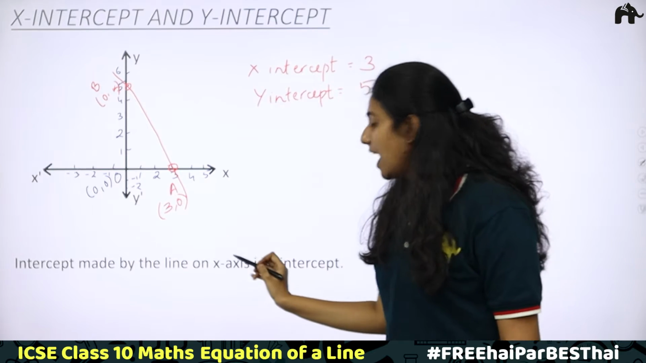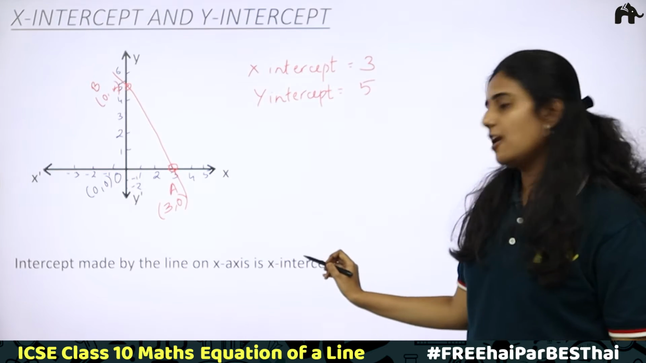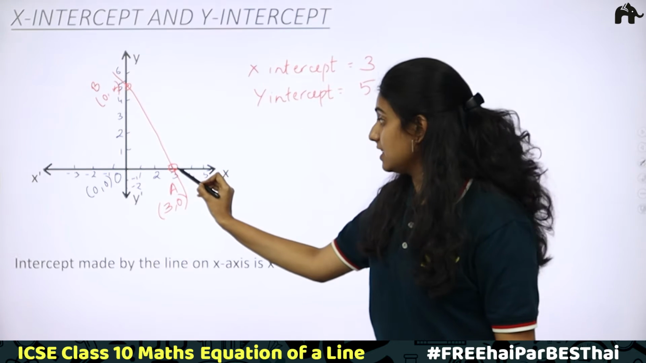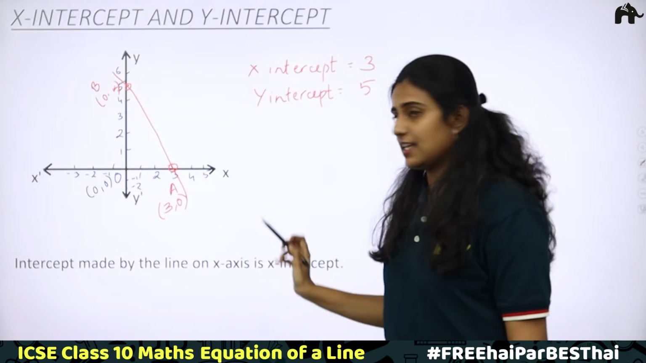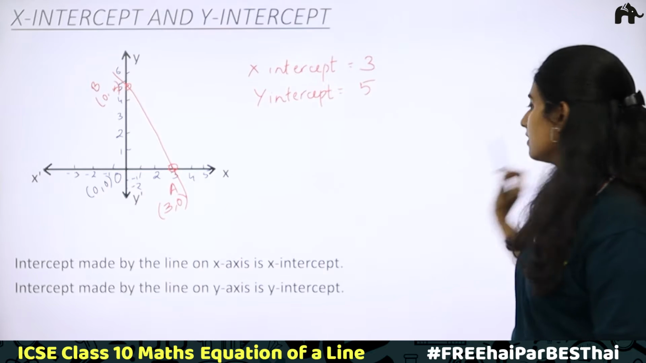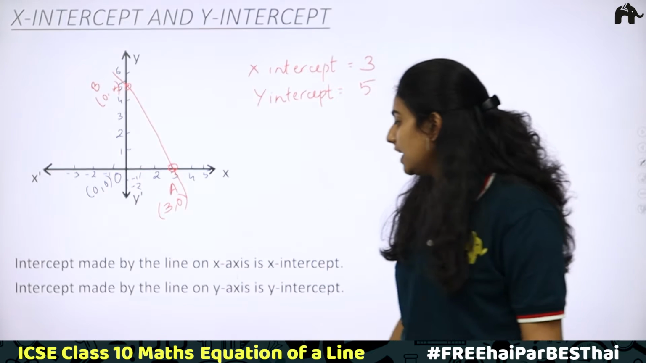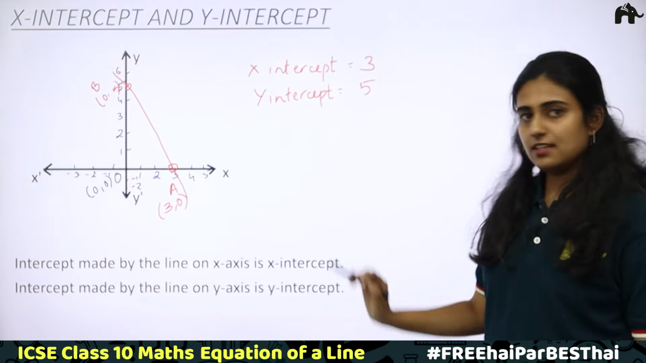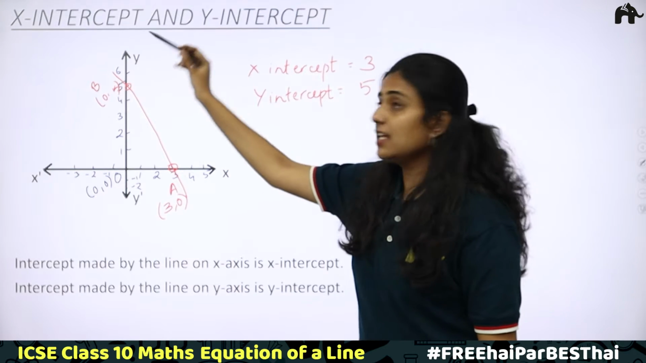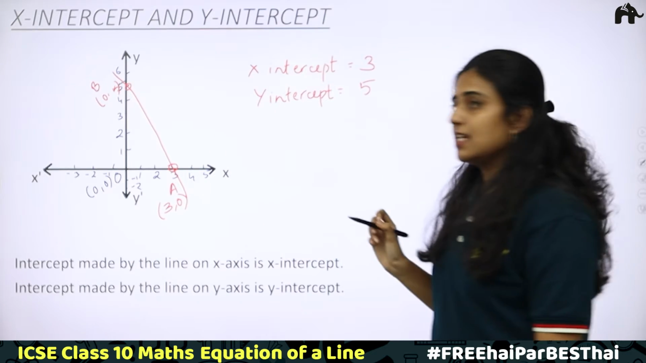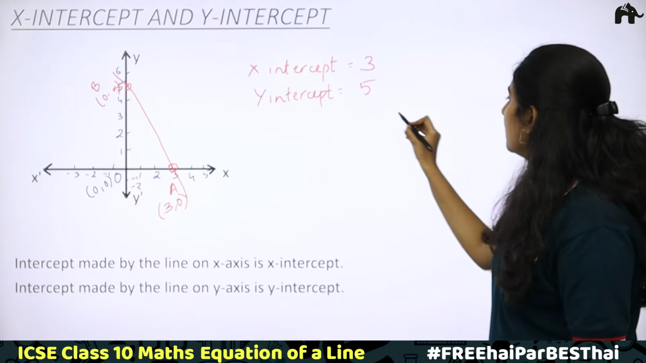The intercept made by the line on the x-axis is called the x-intercept. This is our line and it makes an intercept at this point on the x-axis, so this is called the x-intercept. The intercept made by the line on the y-axis is called the y-intercept. Got it? The y-intercept is the point where the line cuts the y-axis. Now, let us consider two other points.